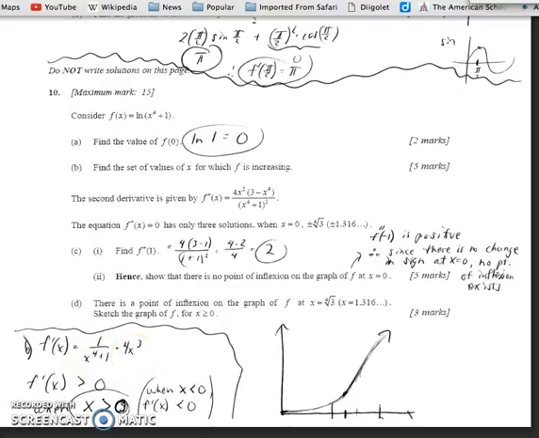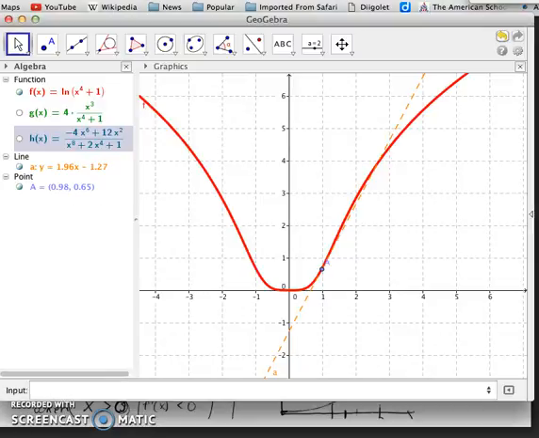What I have for you is the graph of that. So this is the natural log of x to the fourth plus 1, and we can see physically what happens. This dotted orange line is the tangent at any value of x. So when x is 0, in this case we have a minimum. Past 0, positive slope, positive, positive.